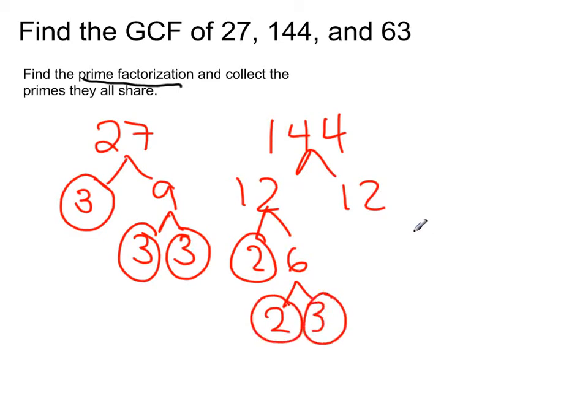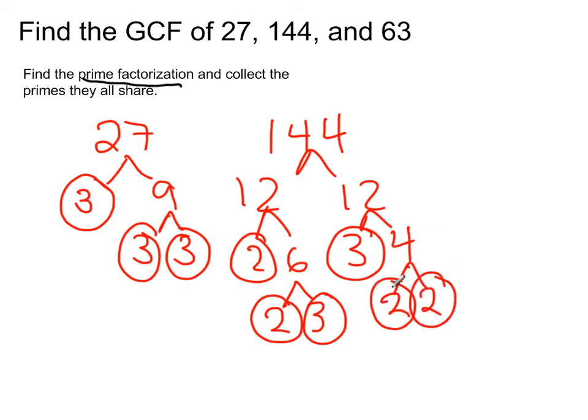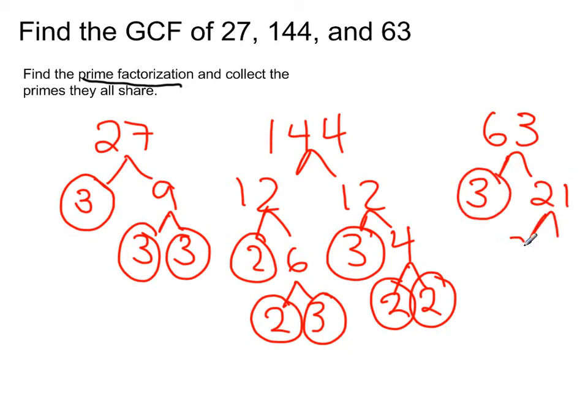For 144, we're looking at the 12, so it could break down maybe 3 and 4. 3's prime, 4 breaks into 2 and 2. It doesn't matter what numbers we pick because we're always breaking down into the prime numbers, so there's no errors here unless we don't know how to multiply. So 63, we could do 3 and 21. 3's prime. 21 breaks into 3 and 7. You could have done 9 and 7 if you saw that, whatever you see fit.